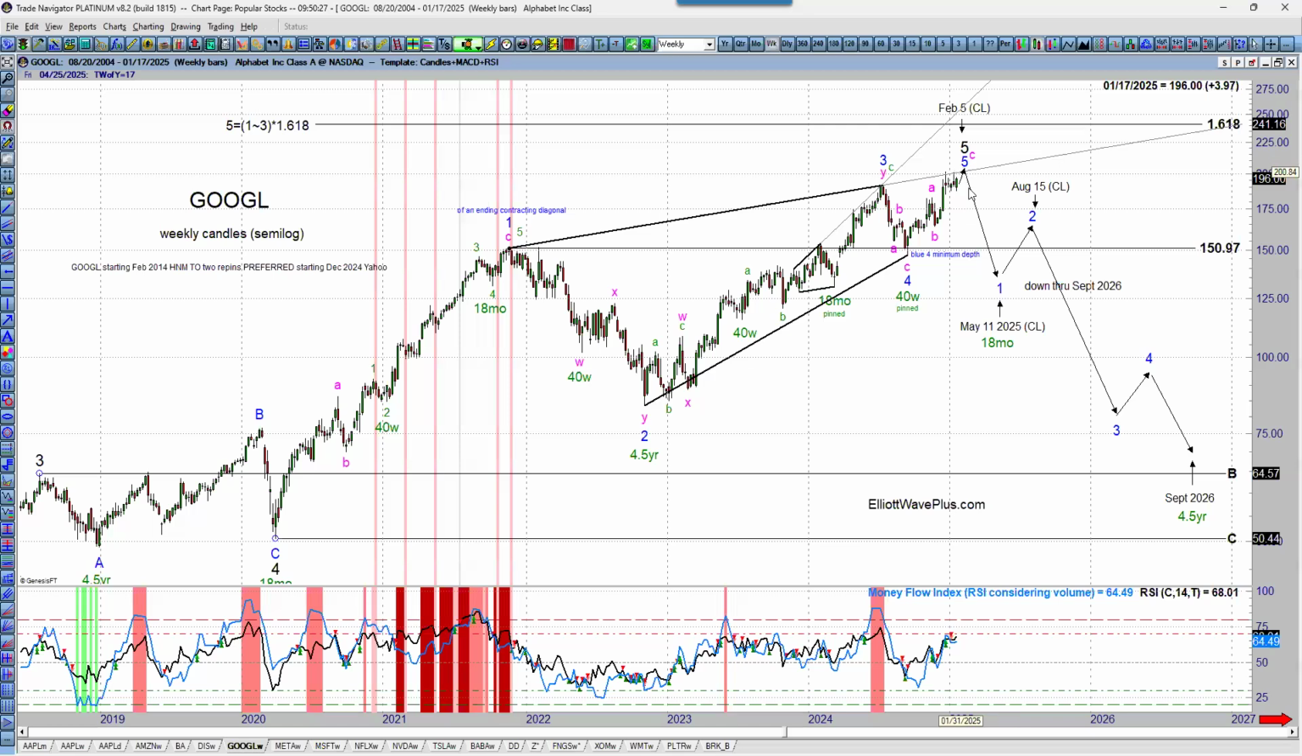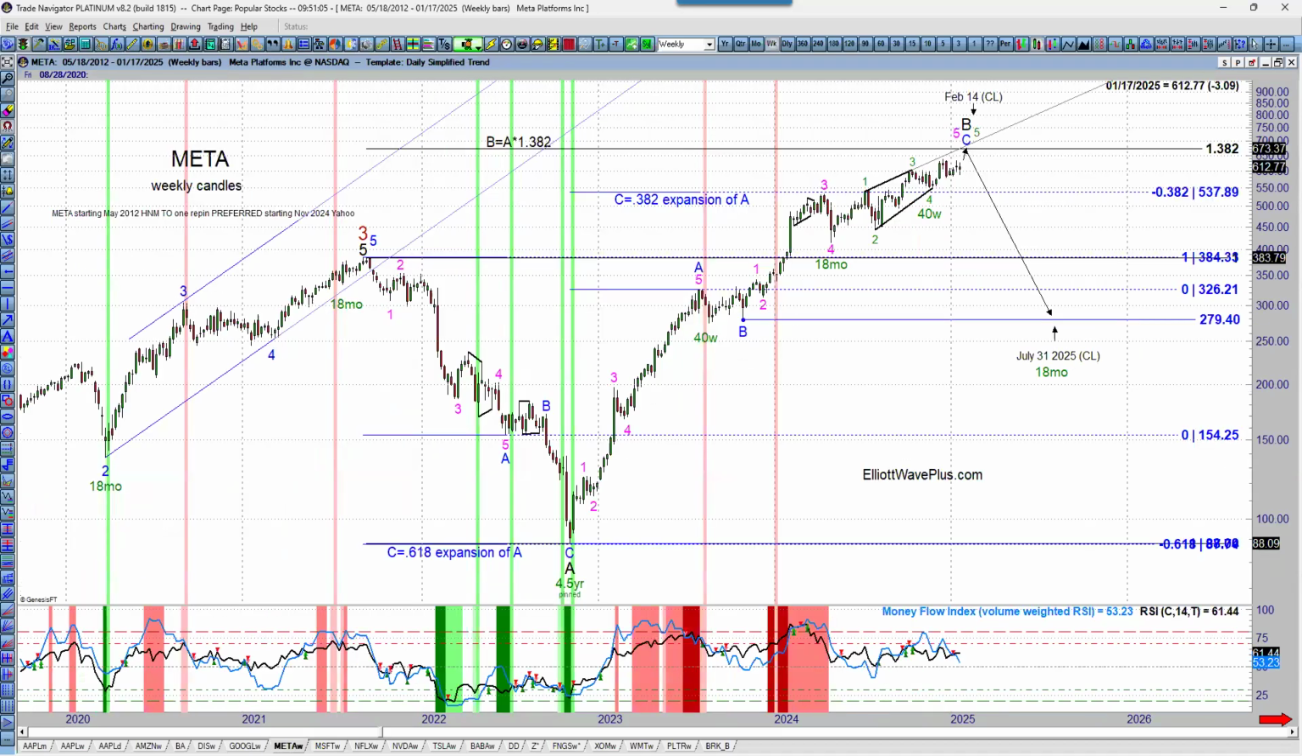Google, I don't think Google has quite put in its all-time high yet. I think it's going to move up between now and early February in this case, and finish an ABC structure and complete with a little throw over to the upside of this ending contracting diagonal. Notice on Google, the wave 4 of the diagonal did cross over into the price territory of wave 1. It overlapped.